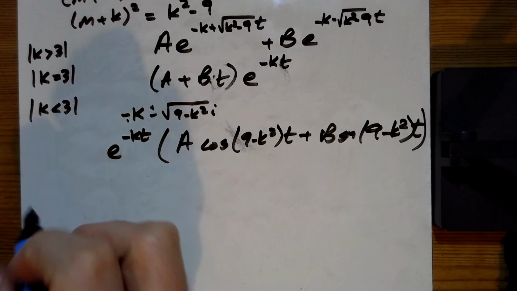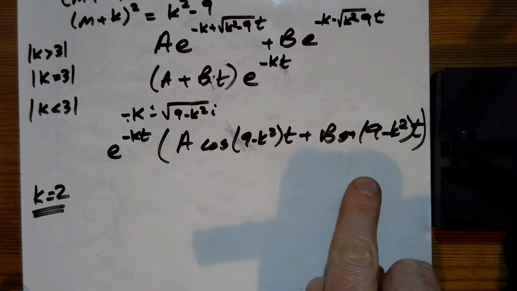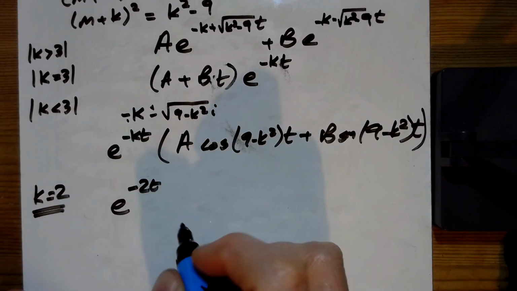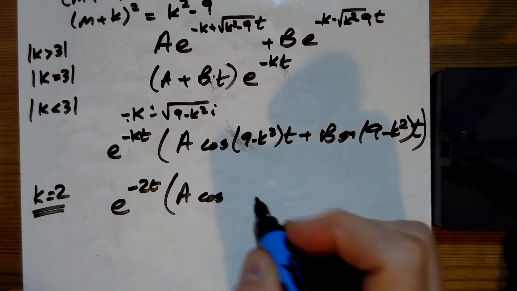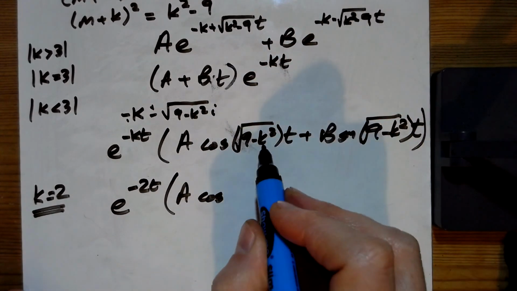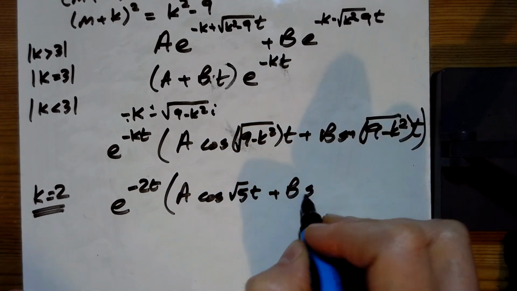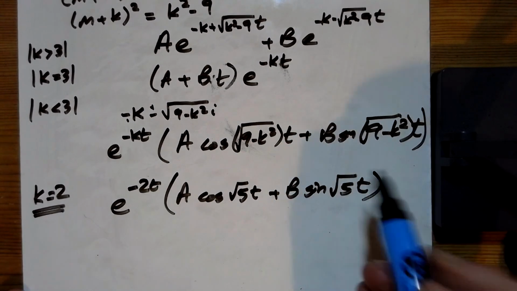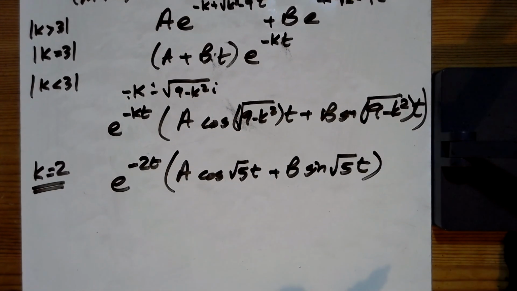Yeah, just thought through that. It seems okay. So when k is equal to 2, well, we've already decided it's going to be one of these, isn't it? So it's going to be e to the minus 2t lots of a cos, I've missed my square root out. I knew there was something I was missing there. Stick a square root in there: root 5 t plus b sine root 5 t. Oh, it's lucky I kept going. I felt something was wrong there, and it was that square root.